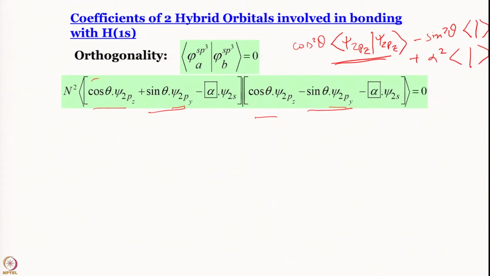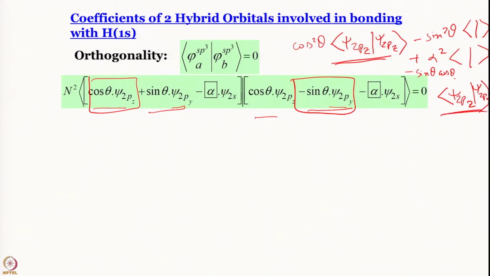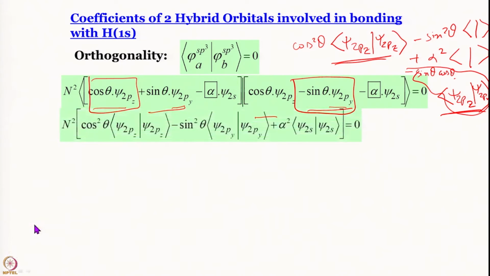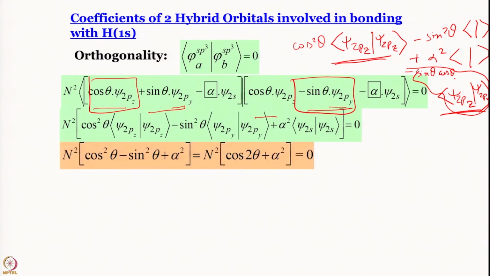However, if you want to take this and this, what will you get? You get minus sin theta cos theta multiplied by the integral psi 2pz psi 2py over all space, and we know that they are orthogonal. So, this is going to be equal to 0. So, we do not bother about cross terms like those, we simply open the bracket and obtain this expression, and this further simplifies to this.